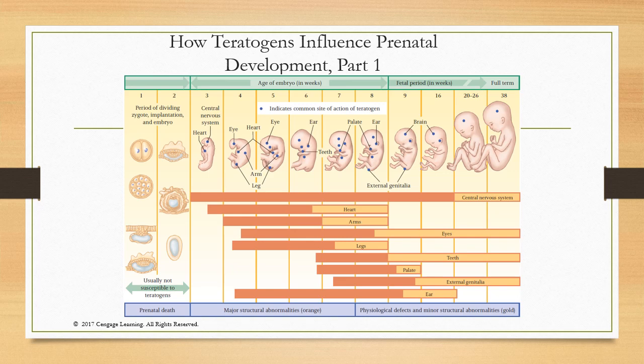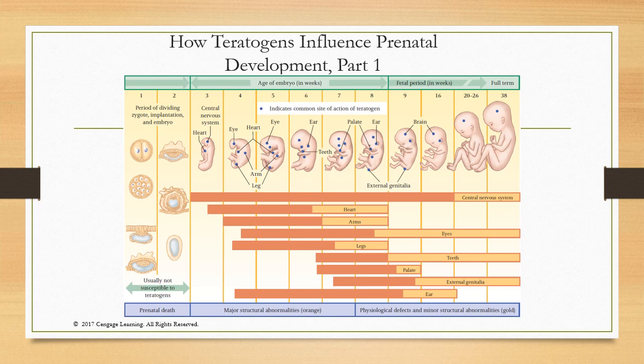In the embryo phase, you can see what happens. At week 3, you're getting the central nervous system and the heart. Weeks 4 and 5, you're getting the eye, the heart, the arms, the legs, and so on. Week 6, the ear. Weeks 7 and 8, you're getting your palate. Week 9, you're starting the brain and the external genitalia. So all those things matter. If I smoke cigarettes at week 9, I might be affecting the brain a lot more. If I started at week 3, I'm starting right at the beginning, and I'm going to affect the central nervous system and the heart.